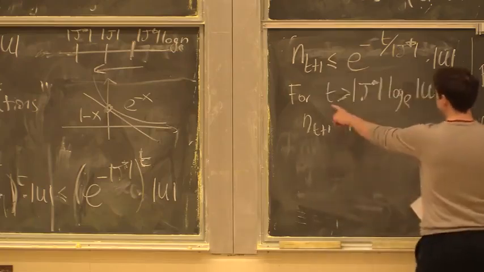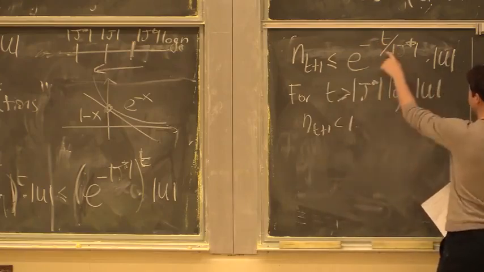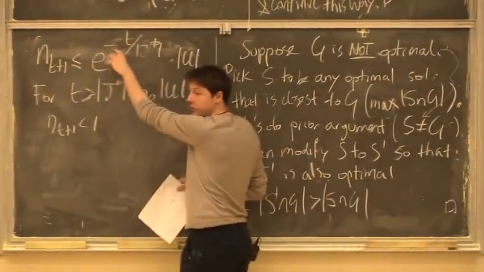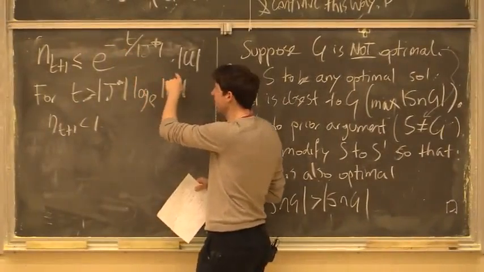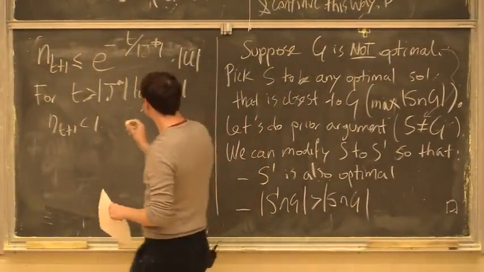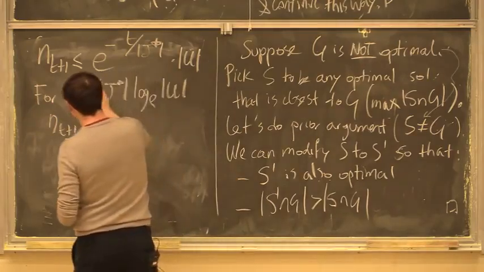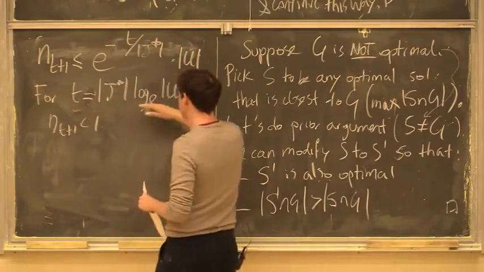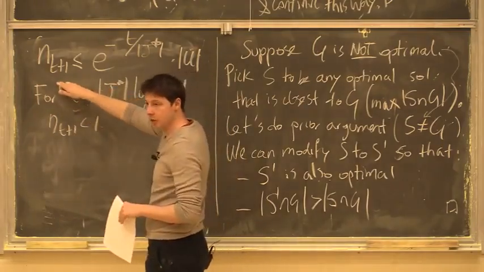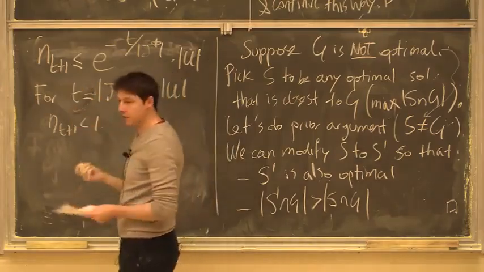Why? Because if I plug in this t here, the j star cancels. I have log e of u, but I have a minus in front, so I get 1 over u times u, that is 1. Okay? So basically, when you have t just above this quantity, this is going to be strictly less than 1. But t was exactly the size of j.